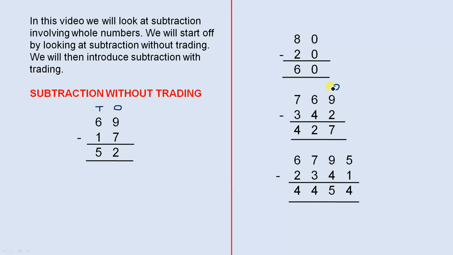That's the ones column, the tens column, and the hundreds column. 9 take away 2 is 7, 6 take away 4 is 2, and 7 take away 3 is 4, so the answer is 427. That's the ones column, the tens column, the hundreds column, and the thousands column.